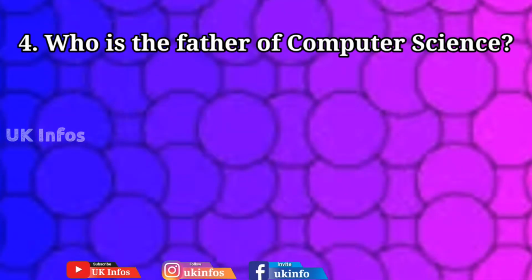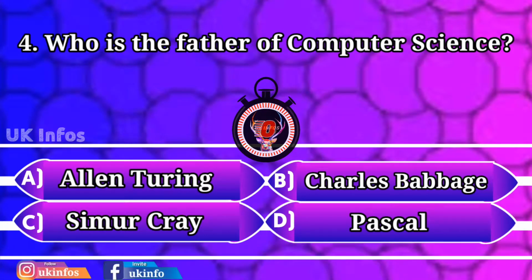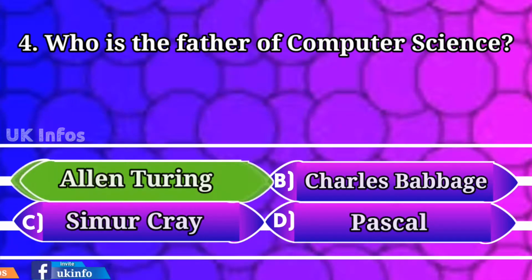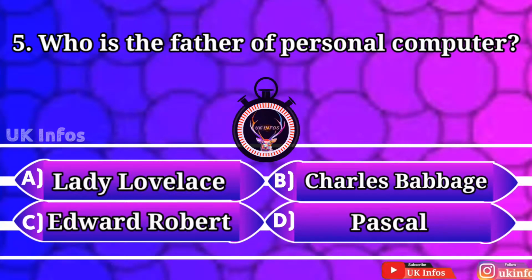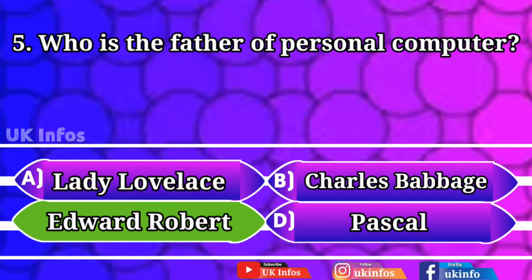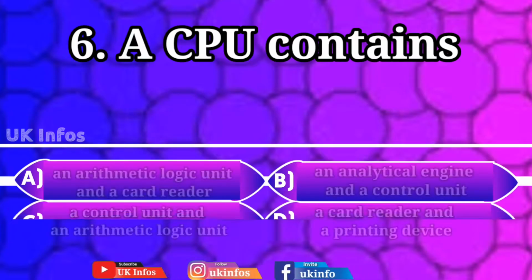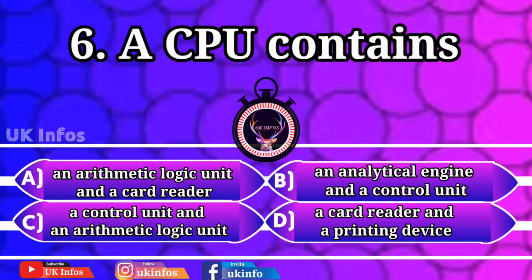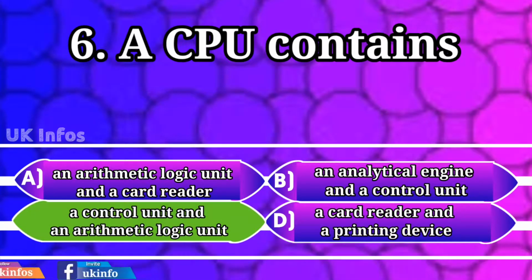Who is the father of computer science? Alan Turing. Who is the father of personal computer? Edward Robert. A CPU contains a control unit and an arithmetic logic unit.